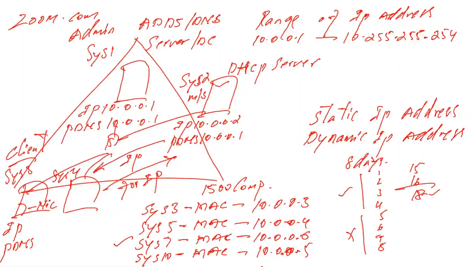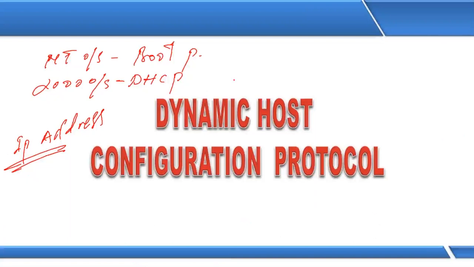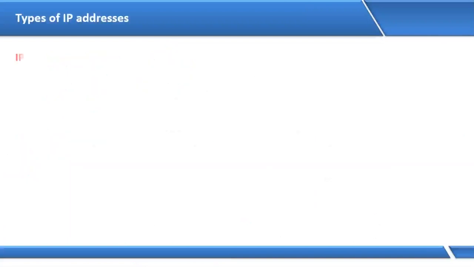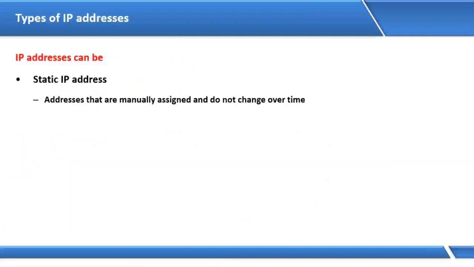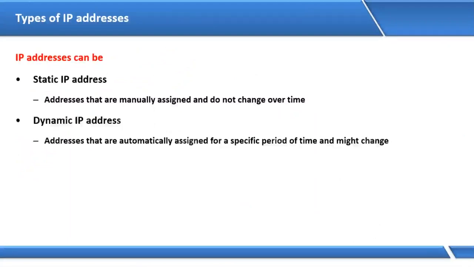So you can see in the slide here, in our network we have two types of IPs. One is called static: addresses that are manually assigned and do not change over a period of time. And dynamic IPs are assigned by the DHCP server: addresses that are automatically assigned for a specific period of time, and they may change. So this is called a dynamic IP address. Okay, any doubt? Any question?